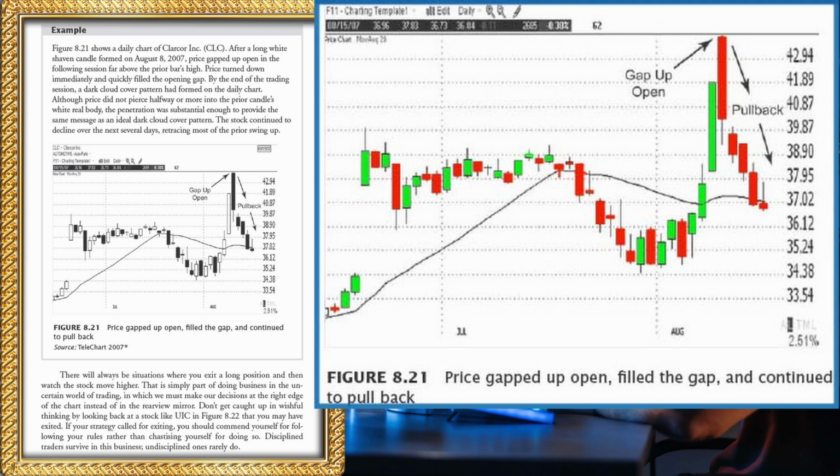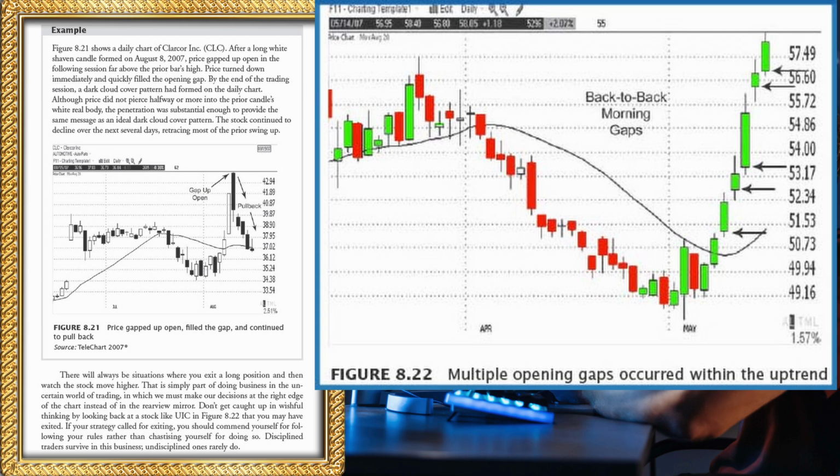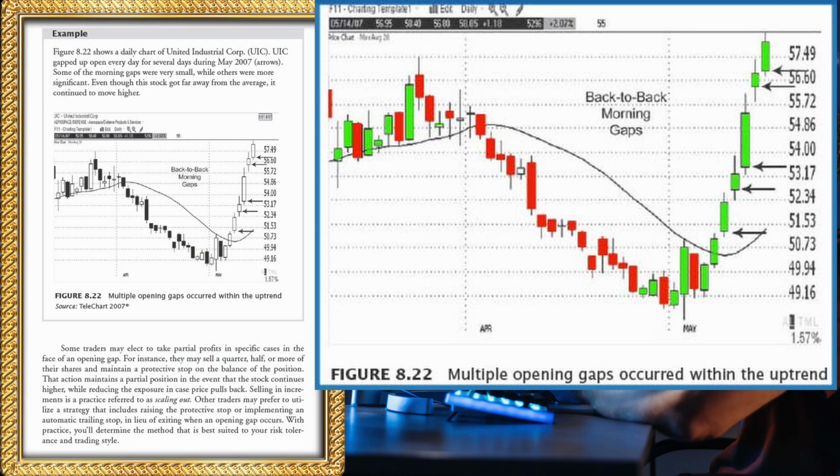There will always be situations where you exit a long position and then watch the stock move higher. That is simply part of doing business in the uncertain world of trading, in which we must make our decisions at the right edge of the chart instead of in the rearview mirror. Don't get caught up in wishful thinking by looking back at a stock like UIC in Figure 8.22 that you may have exited. If your strategy called for exiting, you should commend yourself for following your rules rather than chastising yourself for doing so. Disciplined traders survive in this business. Undisciplined ones rarely do.